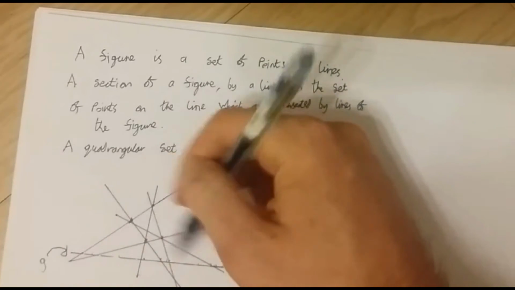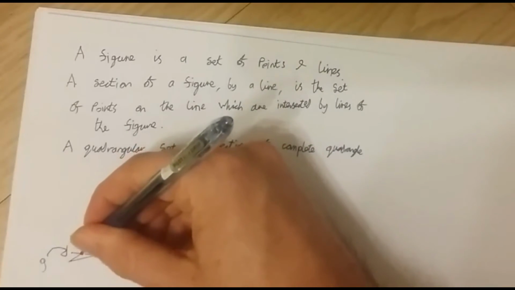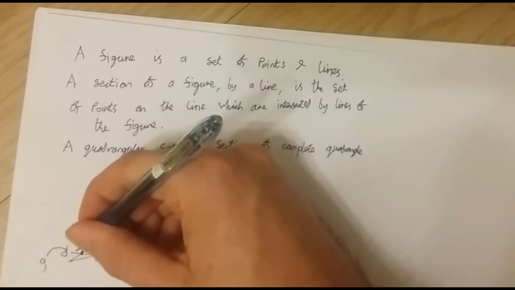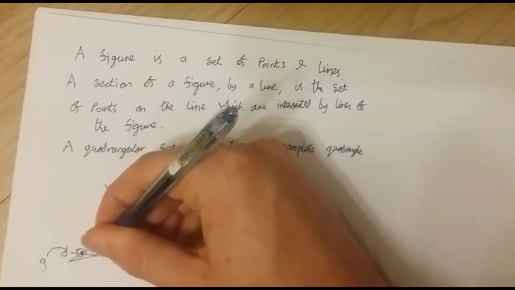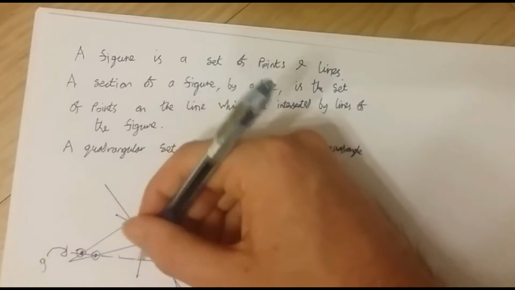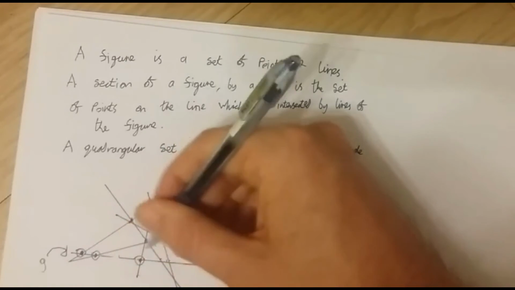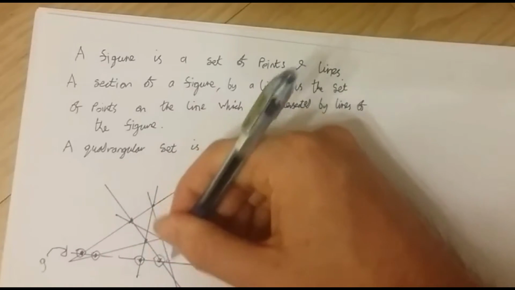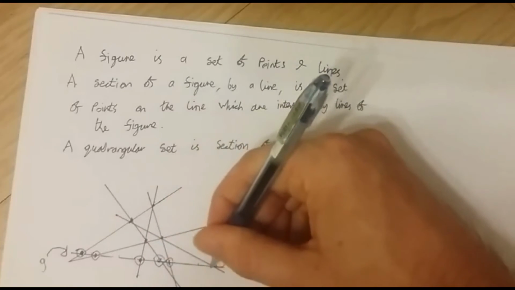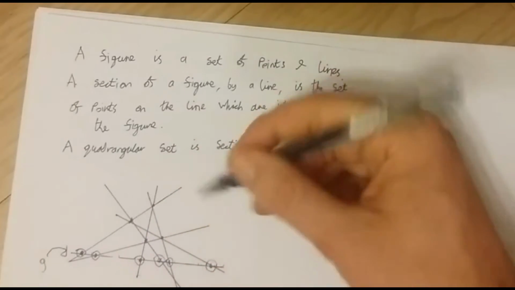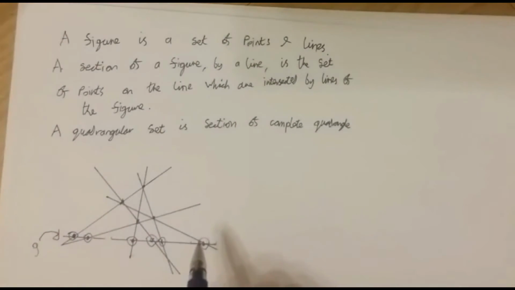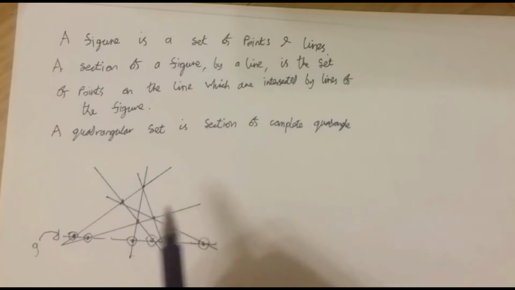And this is a quadrangular set because if we mark all the places, I'll use circled points. These 6 points here on this line G form a quadrangular set because they are the 6 points where this line intersects with this figure, which is a complete quadrangle.